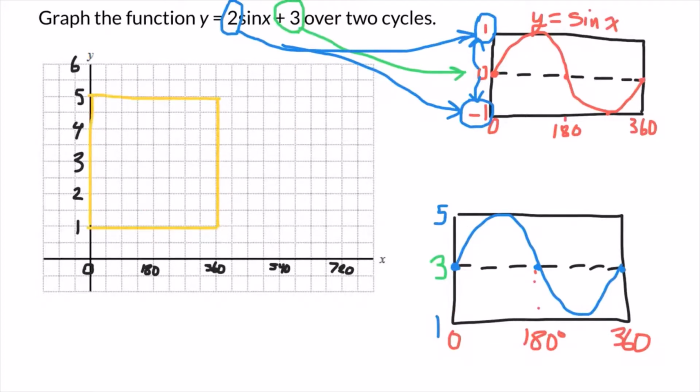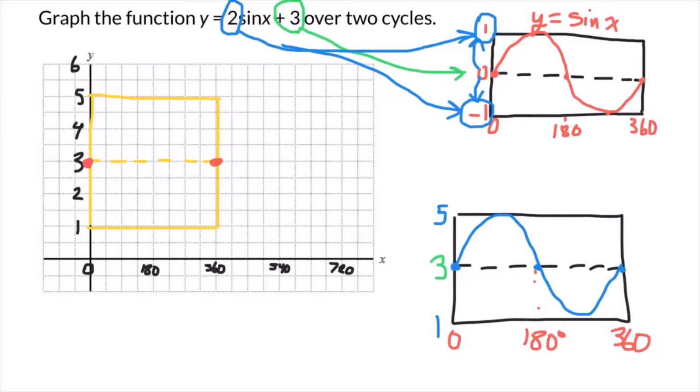So there's the box, maximum of 5, minimum of 1, starts at 0, ends at 360. And the central axis is at 3. It's a sine curve, so I know it's going to start on my central axis and it's going to end at the same point for a complete cycle.